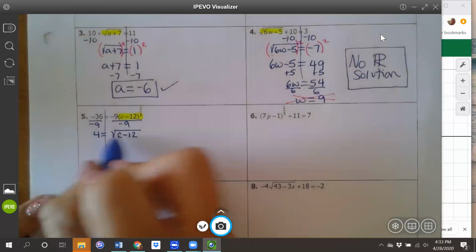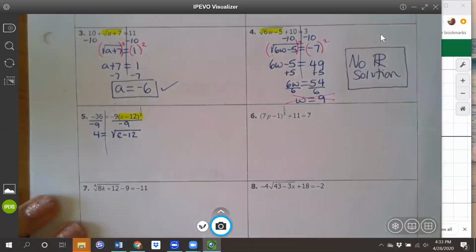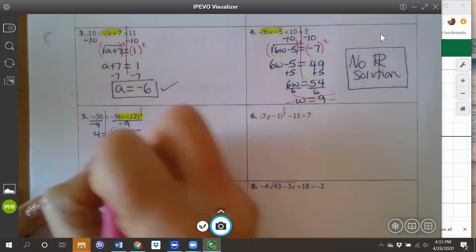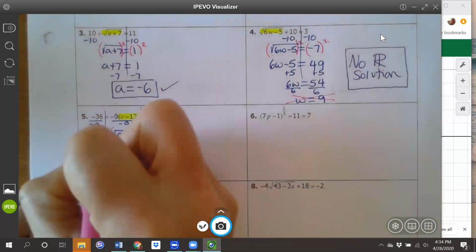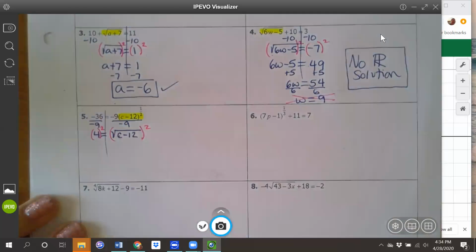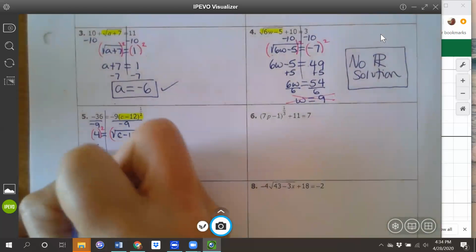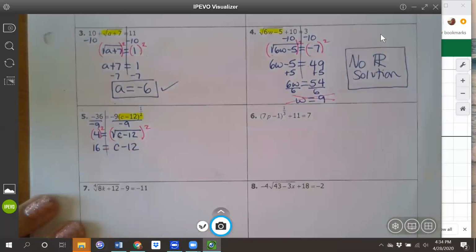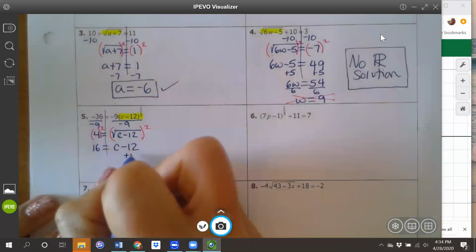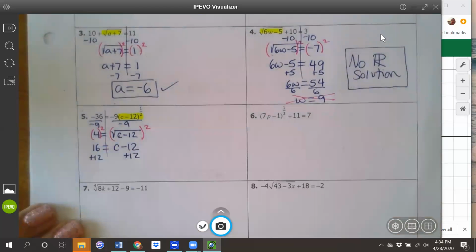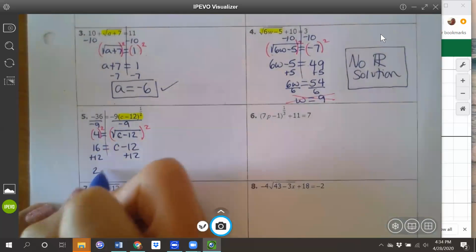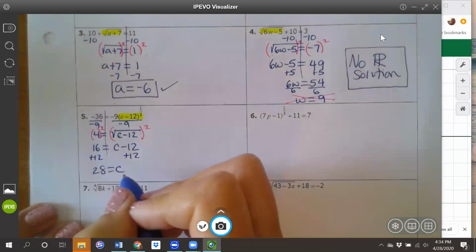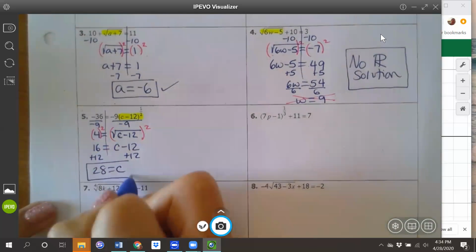So I have to get rid of this square root. How do I get rid of a square root? Square it. Square it on both sides. So 4 times 4 is 16. Square and square root kill each other, and we have c minus 12. So final step, I am adding 12 on both sides. 16 plus 12 is 28, and that is equal to c.